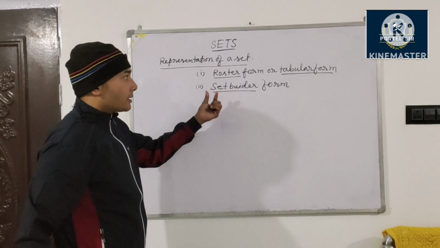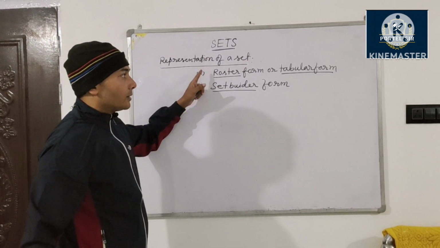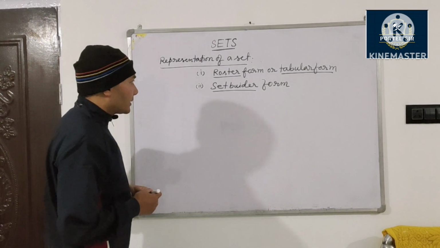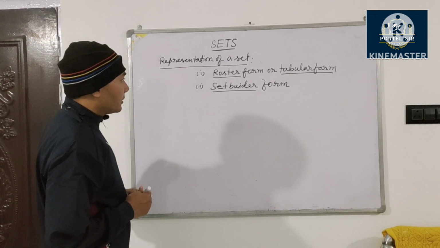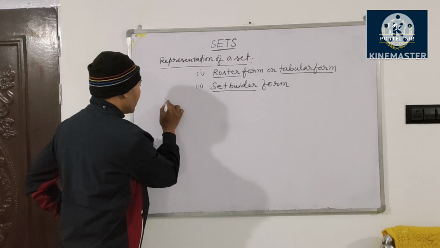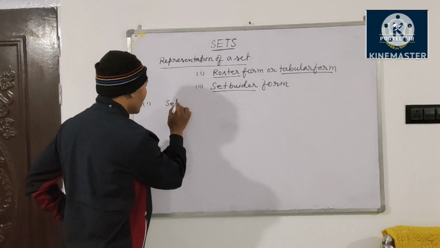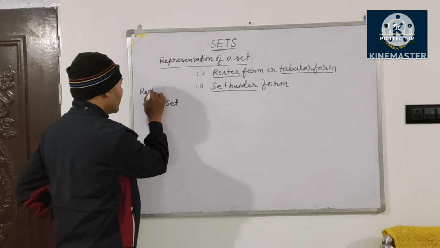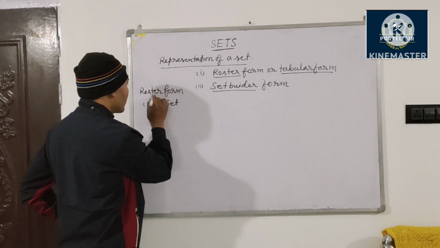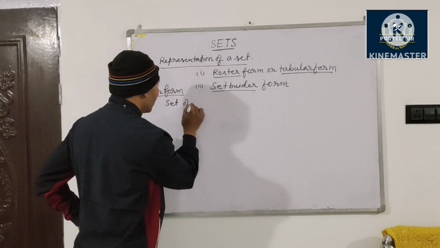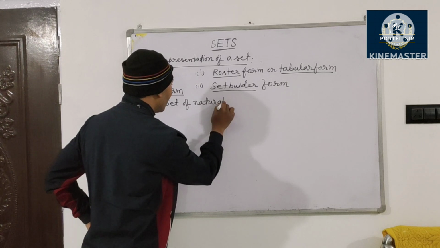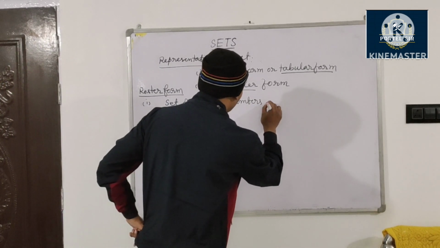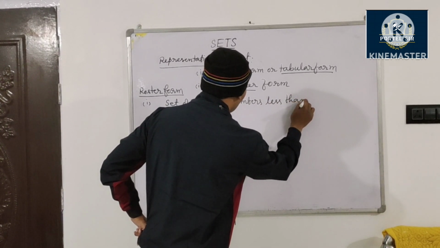So we will discuss this. First we'll discuss what roster form is, then we'll move to the set builder form. See now, for example, set number one in roster form. Remember, in roster form, how can we write it? See here, first we'll discuss roster form. I told you, set of natural numbers. Suppose the set of natural numbers less than 6.